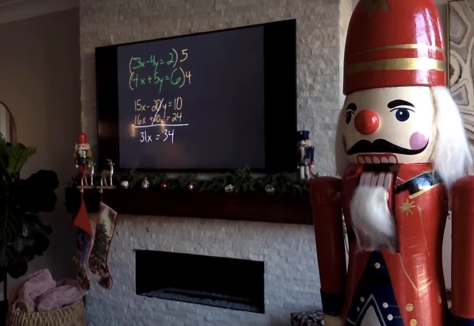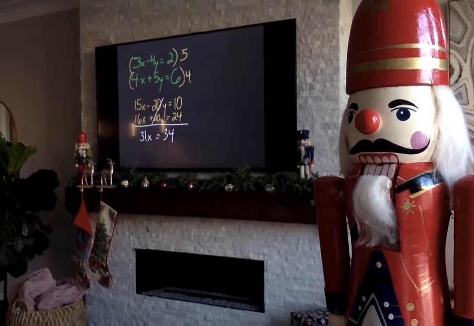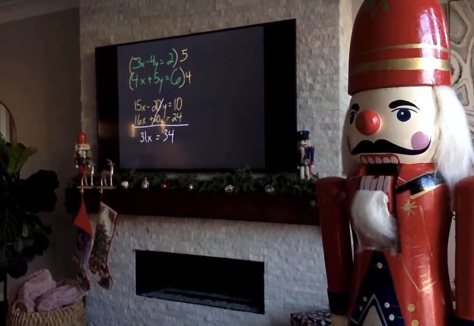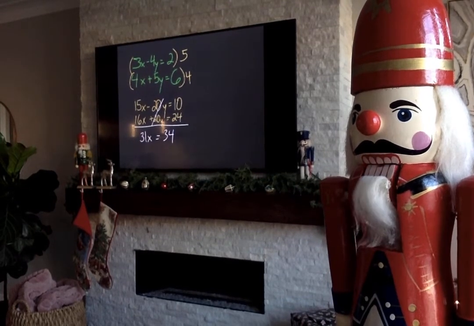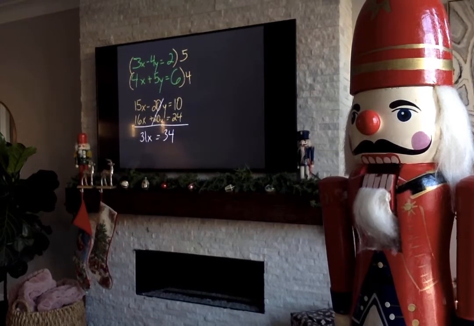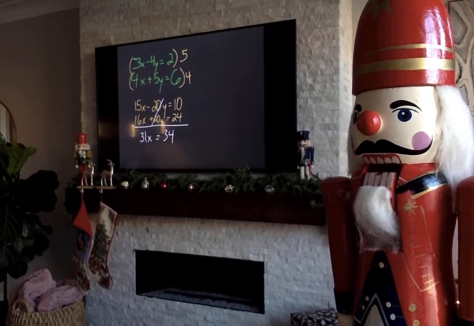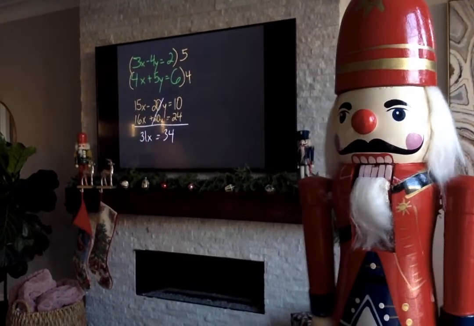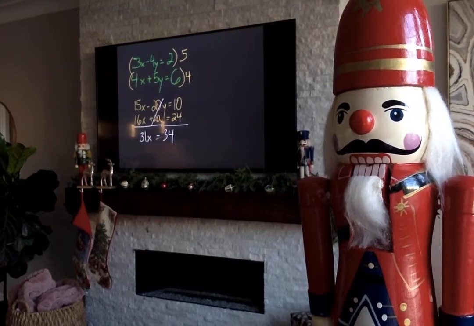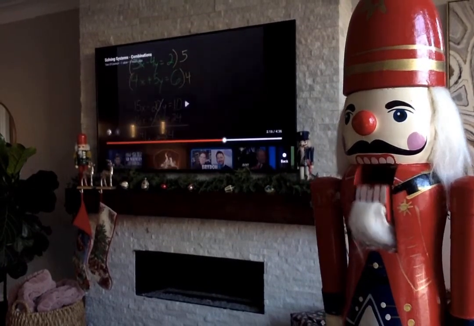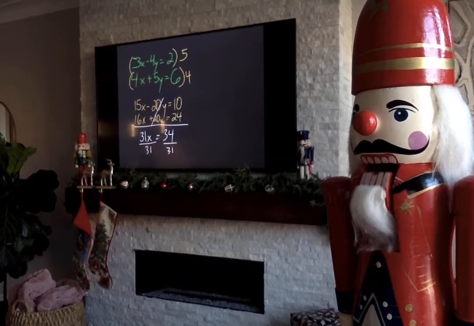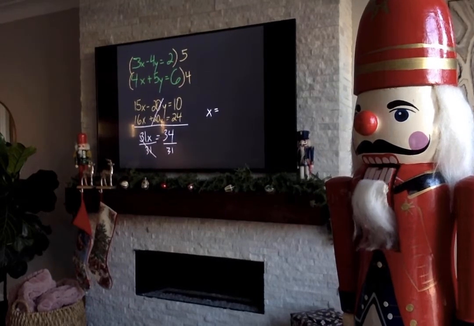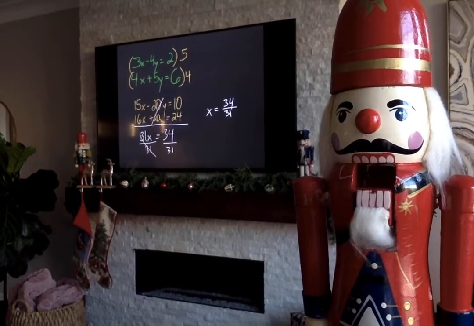The 15x and 16x combined to make 31x. The 10 and the 24 combine to make 34. Now this number, I'm looking ahead, this isn't going to be very nice. Uh-oh. So I'm going to divide both sides by 31. That would give me an x equal to 34/31. Yuck!